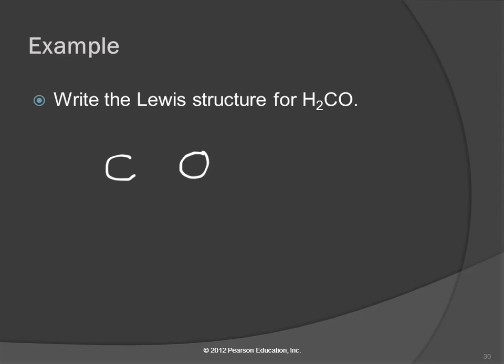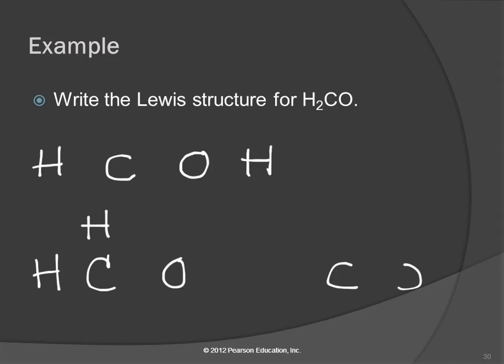So the carbon and the oxygen must go together, and then the question is what to do with the hydrogens. Well, I could put 1 on each side, because she said they were supposed to be symmetrical. Or we could put both of the hydrogens on the carbon, or we could put both of the hydrogens on the oxygen. Those are the 3 possibilities.